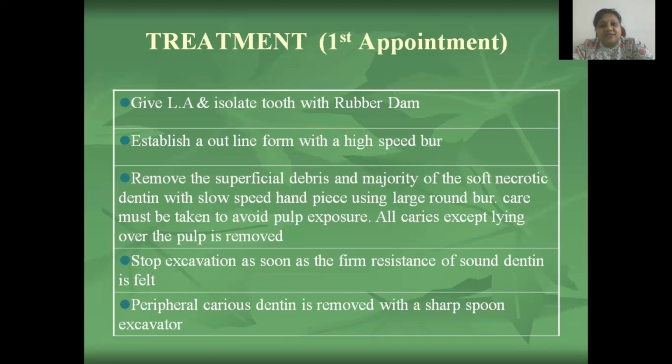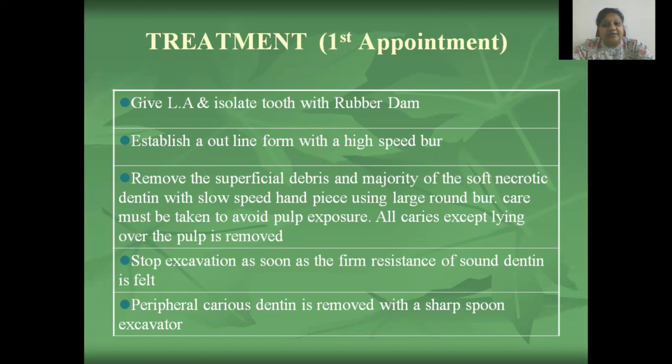The treatment in the first appointment: you need to give the local anesthesia and isolate the tooth with the help of a rubber dam. Establish an outline form with a high-speed bur. Remove the superficial debris and the majority of the soft necrotic dentine with a slow speed handpiece using a large round bur. Care must be taken to avoid pulp exposure.